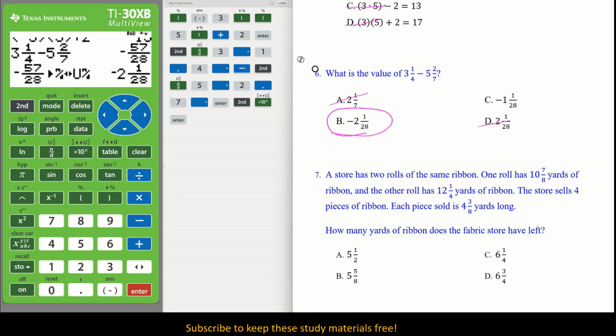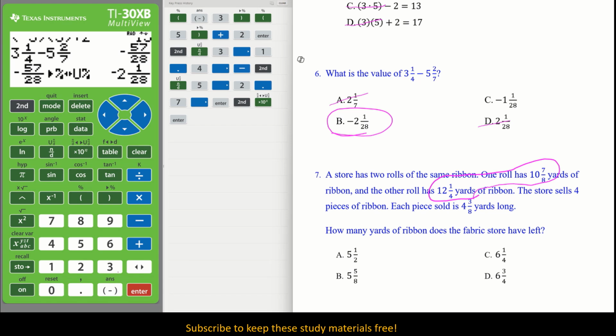Let's look at number 7. A store has 2 rolls of the same ribbon. One roll has 10 and 7/8 yards of ribbon, and the other roll has 12 and 1/4 yards of ribbon. Okay, so what am I probably going to have to do? They're asking, you probably got to add those together. But let's see what happens. The store sells 4 pieces of ribbon, each piece sold is 4 and 3/8 yards long.